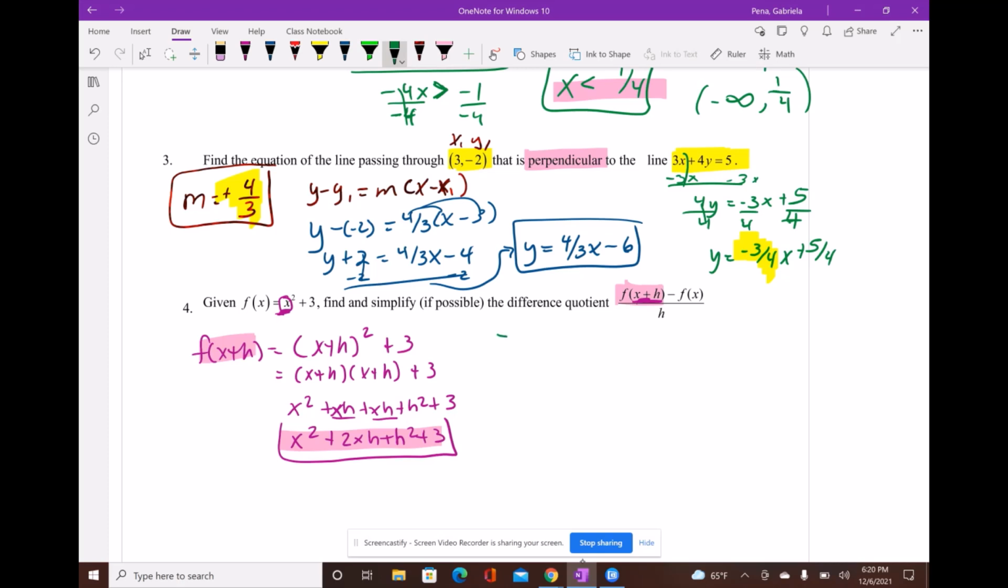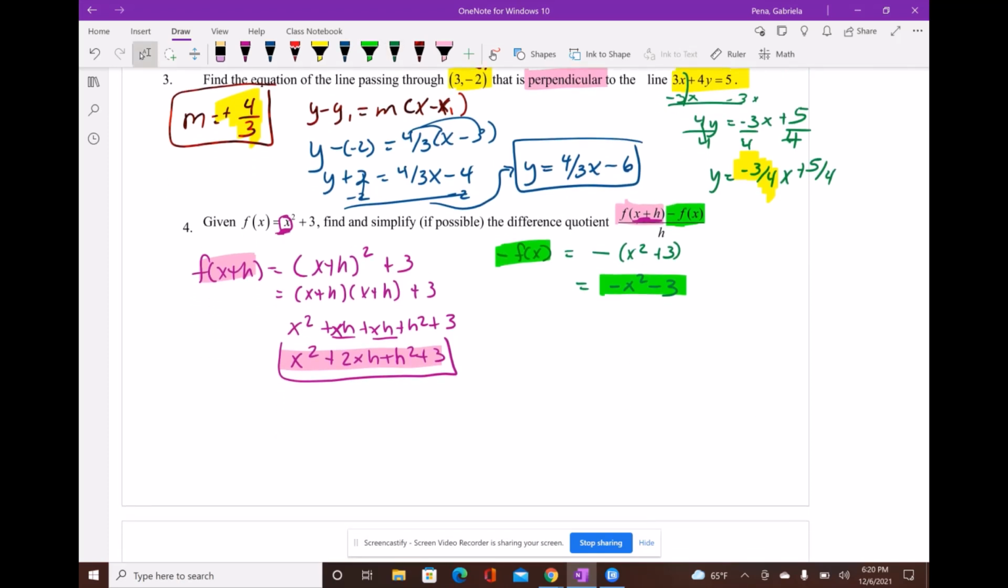When I see negative f of x, it just means negative (x squared plus 3). So what happens here? Both of those become what? Negative. So this becomes negative x squared, negative 3. So I'm just going to write those two things next to each other once again. What's in pink is the first part. What's in green is the second part. We're going to put them together, all of them in the numerator, and then divide by h.